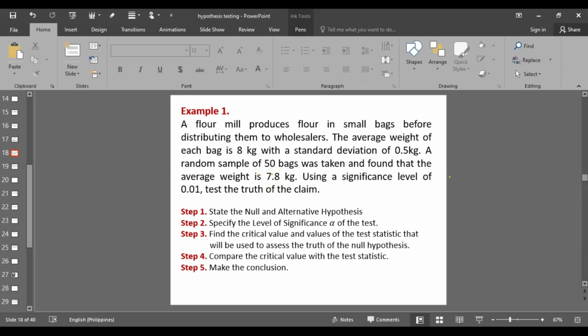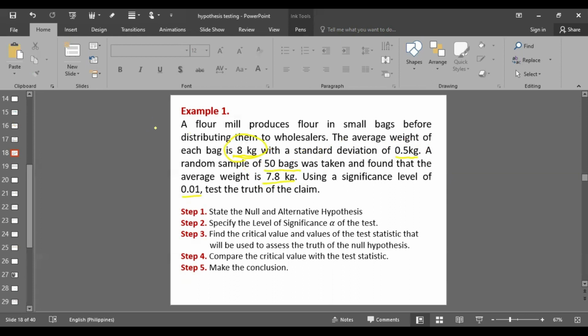In this problem, since the sample size is greater than 30, which is 50, and the population standard deviation is given, which is 0.5 kilograms, then we have to use the z-test. Take note that this standard deviation is the population standard deviation. Okay? Kasi galing siya sa population. Galing siya dito sa hypothesized population mean.